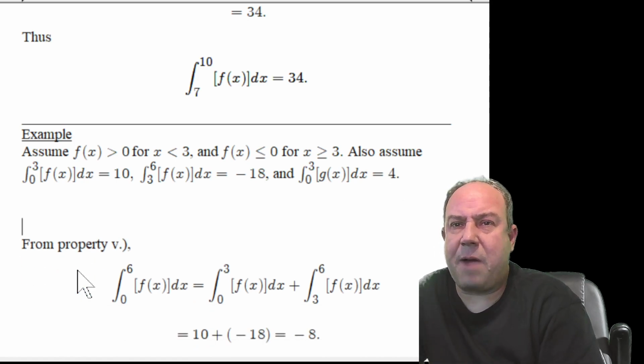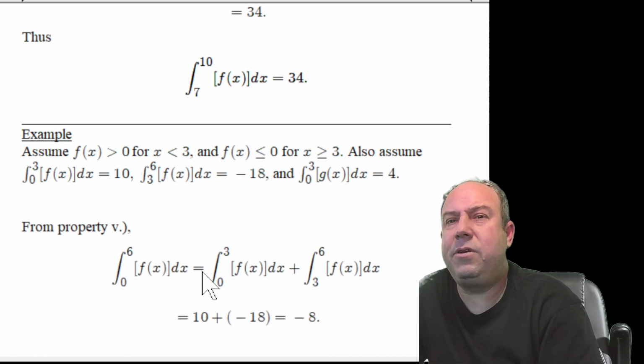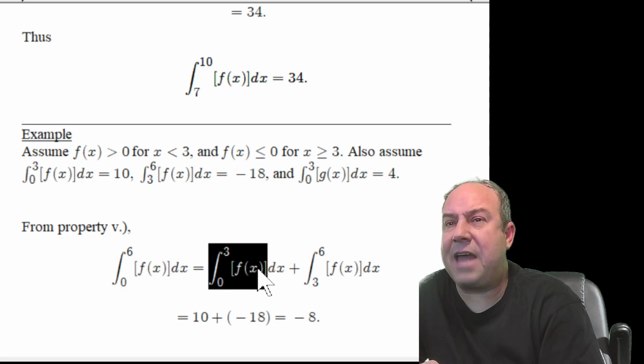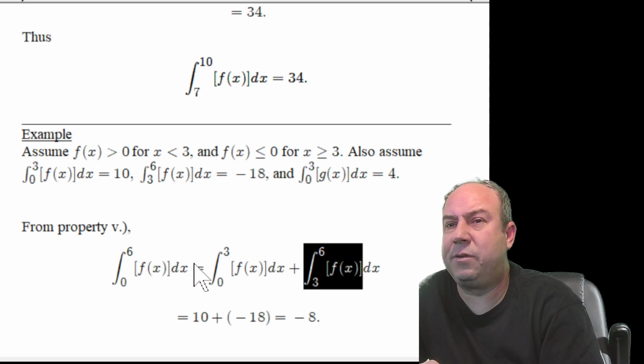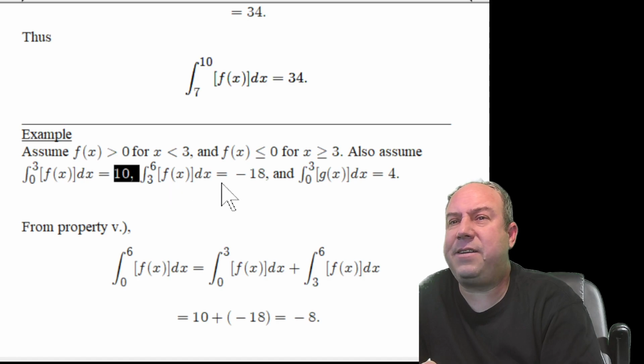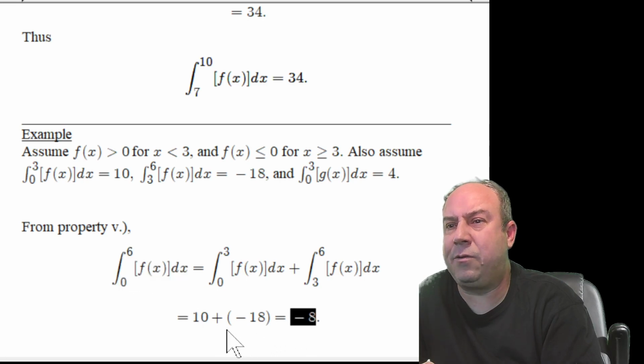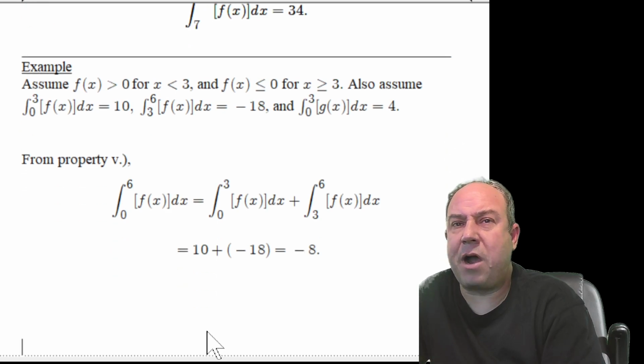Now, again, from property 5, we could go back and note, if I want the definite integral from 0 to 6, then I could just add together these two results, the integral from 0 to 3 with the one from 3 to 6. I could add 10 to negative 18 and get negative 8 in value. So the total net area from 0 to 6 must be equal to negative 8 units squared. All right? That's all from property 5.